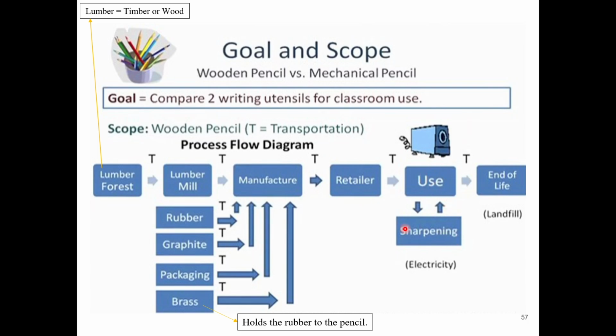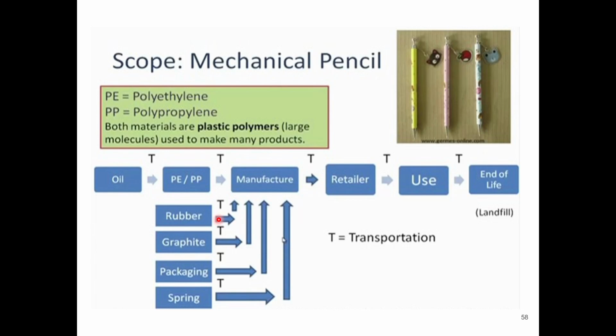So during use we will be sharpening, okay. When the pencil gets blunt, we have to sharpen. So for that we need a sharpener, and for making that sharpener, it will require electricity, okay. So that means electricity is also coming, and finally there will be end of life. When the pencil gets finished, okay, it becomes small, so we'll be dumping it into the garbage, and that ultimately will be dumped into the landfill, okay. So this is the life cycle of the wooden pencil, okay.